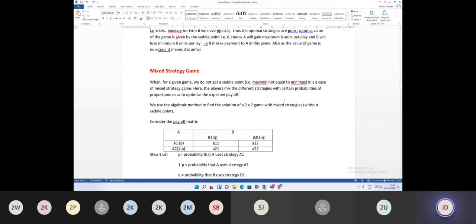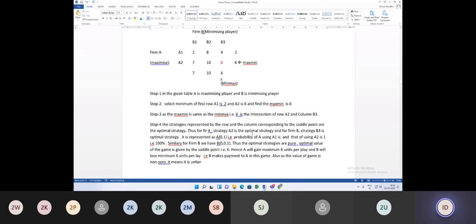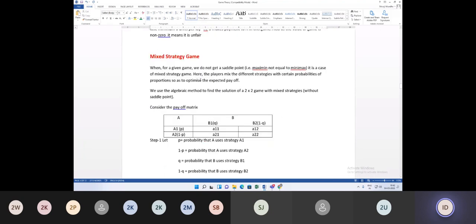I'll show you maxmin not equal to minmax. So if maxmin is 6 and minmax is 6, and if 6 is not equal to 6, it means there is no saddle point. It is a mixed strategy game, right? Here the player makes different strategies. Now here players are going to mix the different strategies. Right? The A1, A2, player B1, B2, or multiple strategies, all strategies are going to be mixed here.